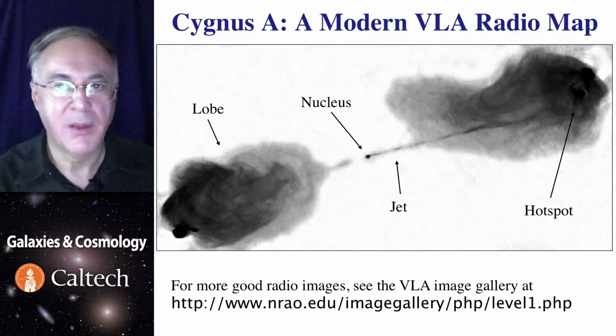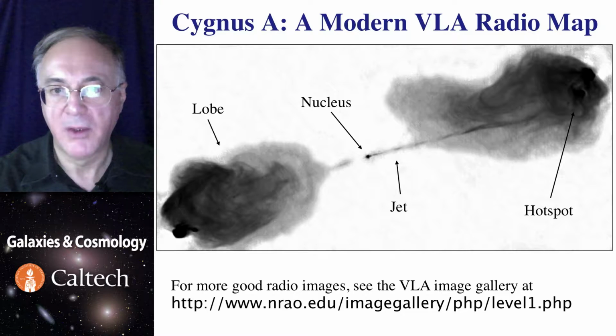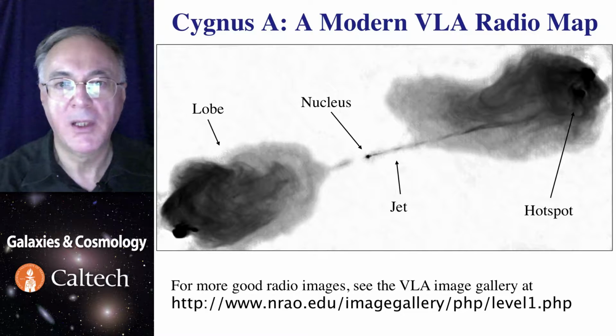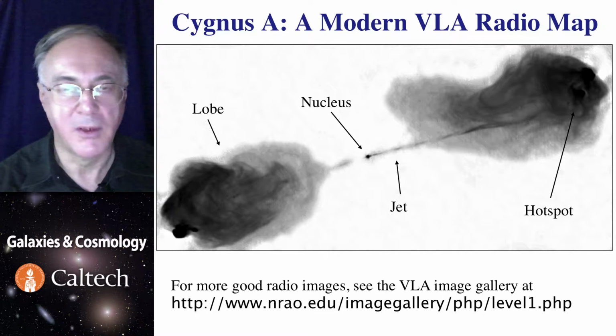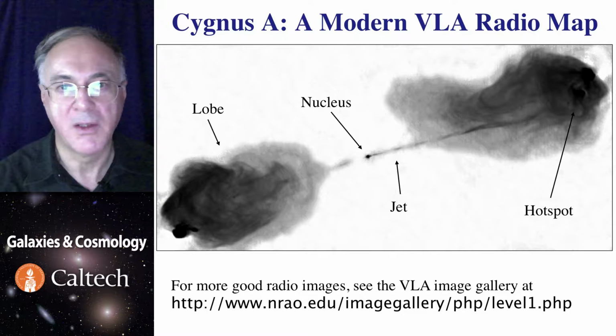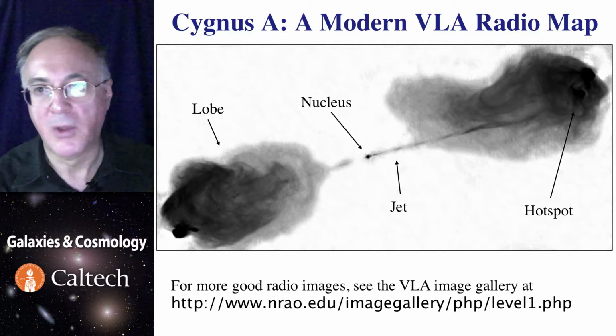Here is a more modern radio map of Cygnus A, one of the classical powerful radio sources, and you can see there is a point-like nucleus that does coincide with the center of the galaxy. There is a very clear jet on both sides powering the lobes, and you see instabilities as the gas that's been accelerated out of the active nucleus region encounters, say, gas in the cluster that surrounds this galaxy, so many instabilities and so on.